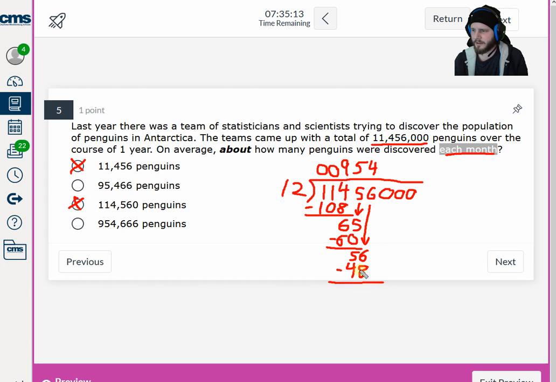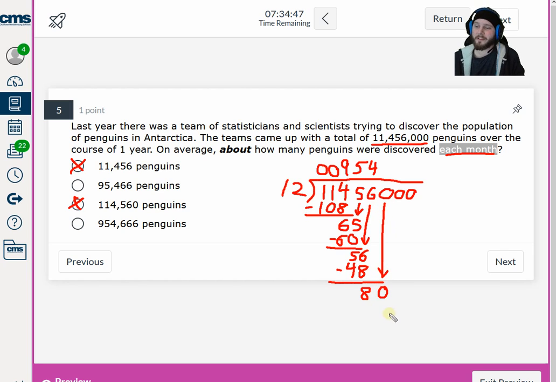Let's see. Yeah, borrow from that. That becomes 16. 16 minus 8, that's actually going to be 8, wouldn't it? Yeah, that'd be an 8. Almost forgot how subtraction works. So we are going to carry down this 0.